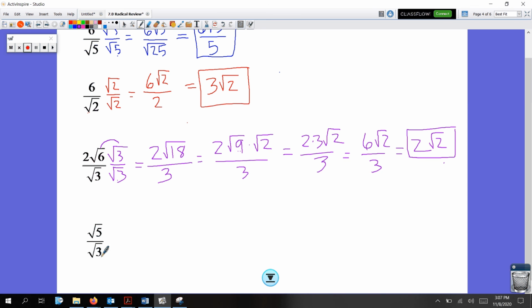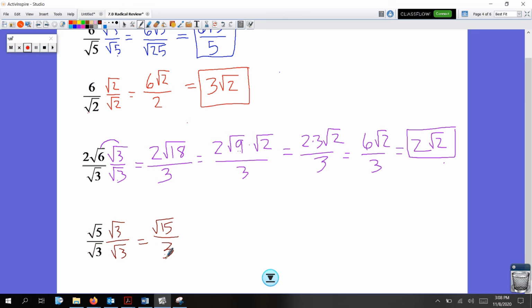I have root 5 over root 3. Remember, it's the denominator that we use to determine what we're going to multiply by, and we can't have radicals in the denominator. So we're going to multiply by root 3 over root 3 once again. Root 5 times root 3 is root 15, square root of 15. And square root of 3 times square root of 3 is just 3. Okay, so 15 breaks down to 5 and 3. Well, there's no pairs, there's no perfect square, so there's no sense in breaking it down.